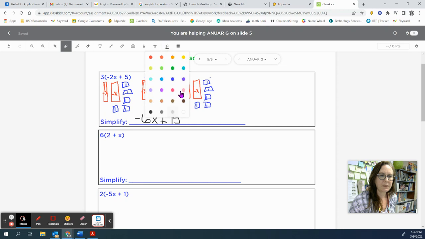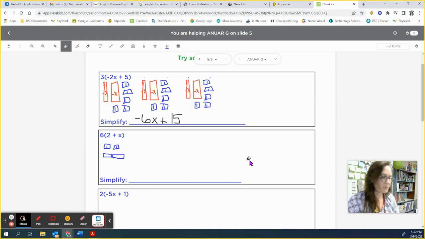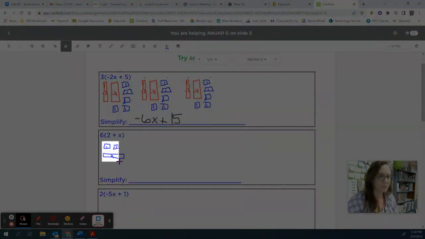Okay, next one. I've got 2 positive ones, and I've got 1x, and that's a positive x as well. Oops, I made that an x squared. I'm going to put it on its side though, make it look like a face. Okay, so I've got 2 ones and 1 x. How many of those do I need? I need 6 of them.